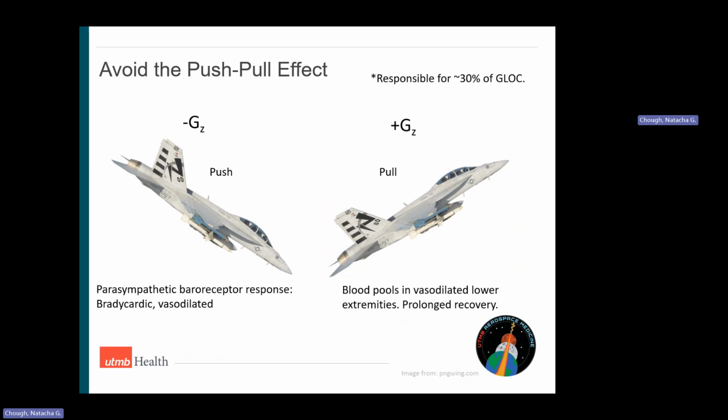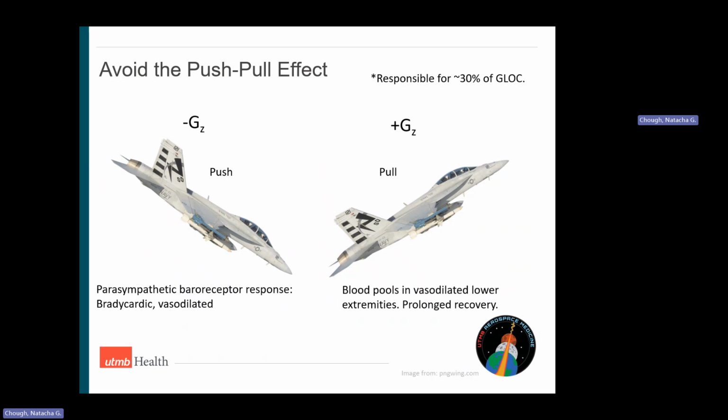Another strategy is to avoid something called the push-pull effect. The push-pull effect is named by the inputs that an aviator uses on the controls. Pushing in on the controls causes the aircraft to dive, and pulling back on the controls causes the aircraft to climb. Push-pull effect is exactly what it sounds like, pushing down on the controls to dive, followed immediately by pulling back on the controls to climb. Avoiding this can decrease incidence of G-LOC. The push-pull effect itself is responsible for about 30% of high-performance aircraft G-LOCs.